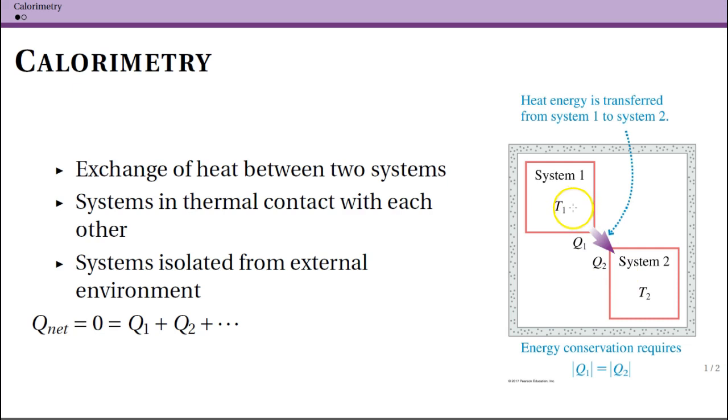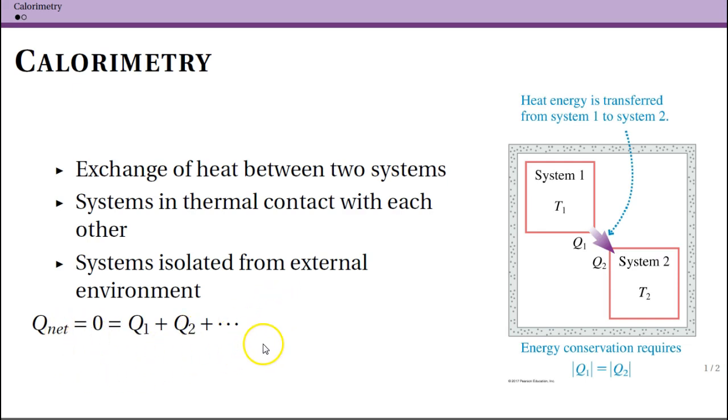So if we think about the heat in system 1 and the heat in system 2, if these are our only two systems, the heat leaving system 1, which would be negative, must be the heat entering system 2, which would be positive Q. This means that the magnitudes are the same, and we can say that the net Q is equal to 0, that one of them's negative, one of them's positive, they're equal in magnitude.